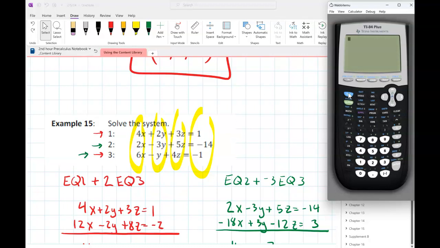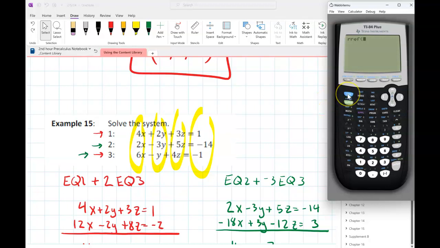So to find that command, we're going to press second and the matrix button. This time we're going to go to the math tab in the matrix menu. So I'm just going to arrow over and scroll down till I find the RREF command. Be very careful because there's also an REF command. You don't want that one. You want the stutter, the RREF. Everybody's okay? I select that, paste it to the home screen.